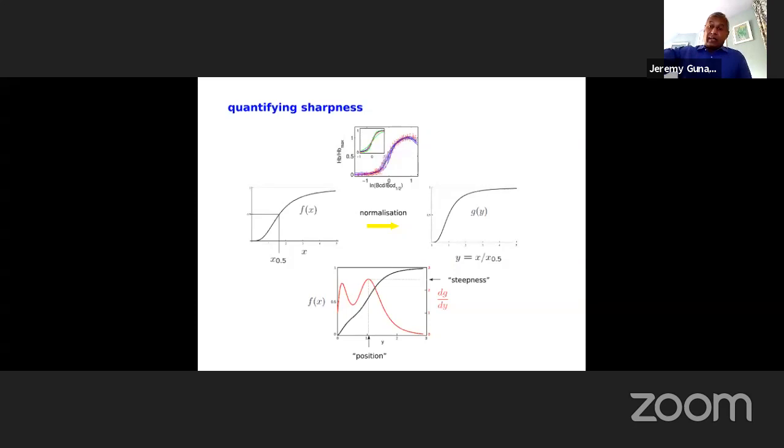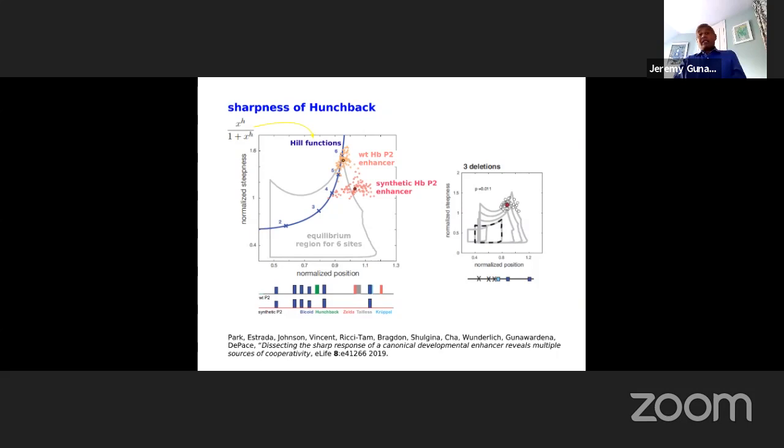Okay, so what I'm going to show you on this slide here are position steepness plots. We're coming back here to Hunchback and Bicoid, and I'm showing you a combination of several things on the big plot on the left there. So this is a plot of position, normalized position on the bottom, and steepness on the y-axis. And there are several things in this. Let me begin with the blue curve that you see going through that.